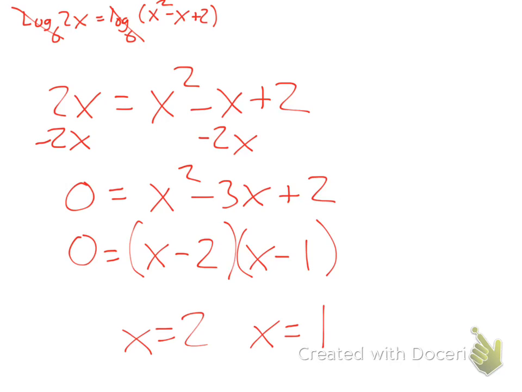Now, we are now into the realm of possibilities of answers that do not work. So, I'm telling you right now to check every one of your answers. So 2 times 2 is 4. So can I get a 4 when I put it as 2 squared, which is 4, minus 2, which is 2, plus 2, 4? Hey, it works. A log base 6 of 4 will equal a log base 6 of 4. Do the same thing with 1.